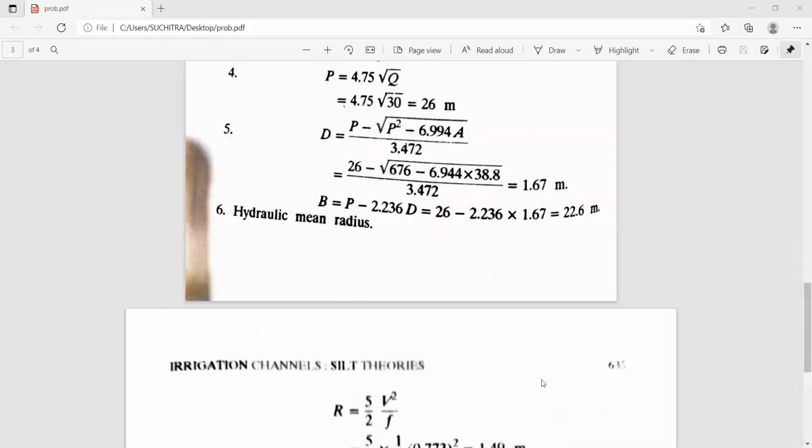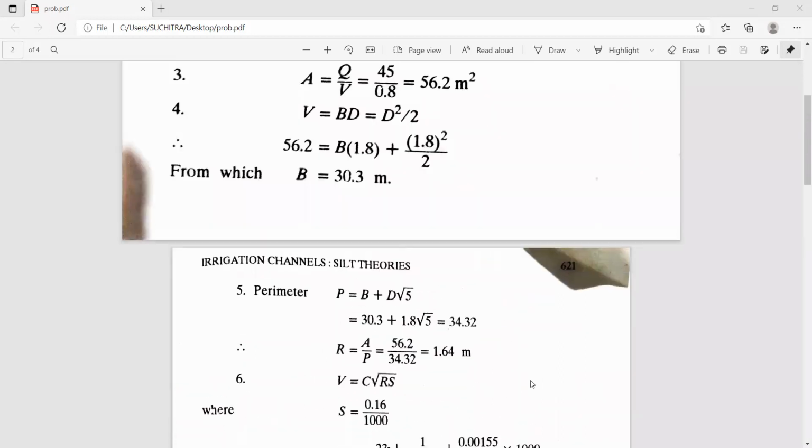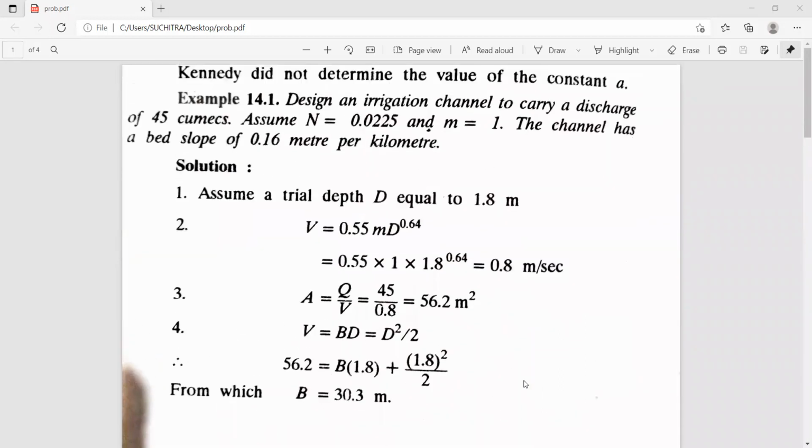So this is the design procedure for Lacey's method of channel design and Kennedy's method of channel design. In the examination, you may have a numerical problem on Kennedy's method of channel design. In the theory part, they may ask the design procedure of Lacey's method of channel design, or otherwise they may ask the design procedure of Kennedy's method, and you will have a numerical problem on Lacey's method of channel design.